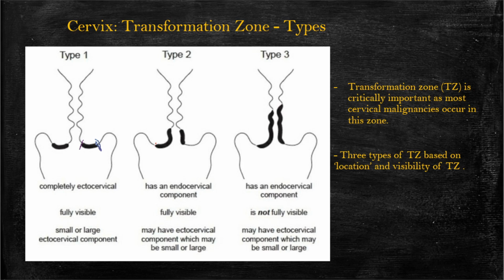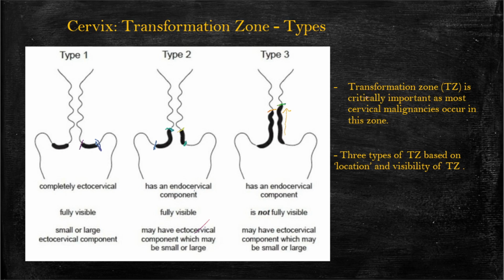Type 2 is when you can see the original squamocolumnar junction, but the new junction is hidden or is located kind of up within the canal. So it has an endocervical component. It is fully visible. And then over here with the type 3, there's an endocervical component, but it's not fully visible. So this tracks further up to where you can't see any real part of the original squamocolumnar junction.